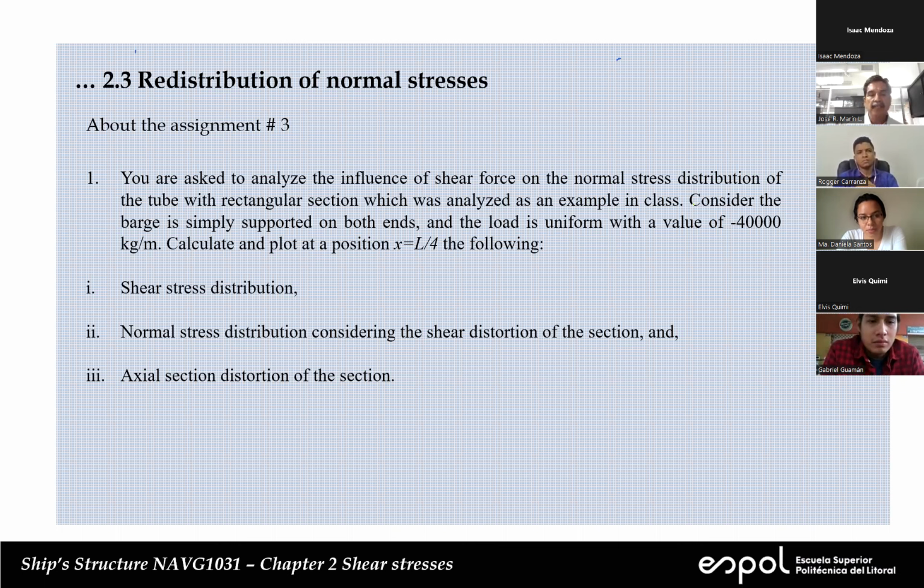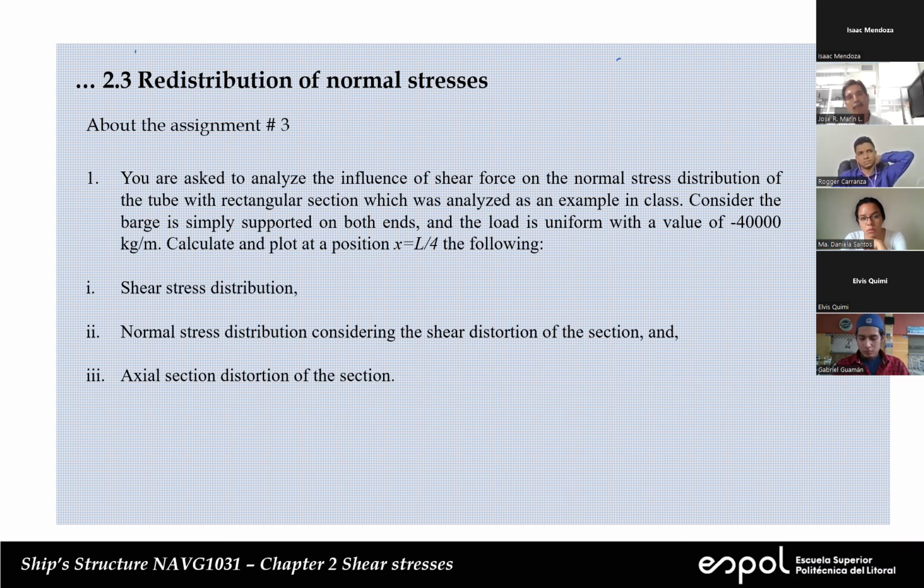Please, when you read, you see that there is a point here, right? So you have to pronounce it so you tell the audience that you're finishing one sentence, okay? Okay, doctor. A value of minus 40K kilograms per meter. You see, they are finishing the sentence. Go on.